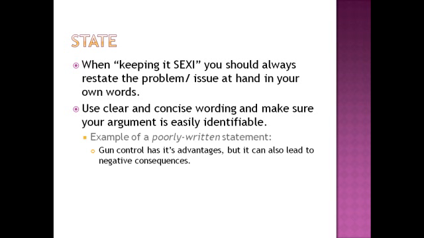Now, why is that a poorly written statement? Is it clear? Yeah, it's pretty clear. There are advantages, there are consequences, sure. Is it concise? Yeah, it's nice and short, gets to the point. Not really sure what that point is. Is the argument easy to identify? Not so much. The author of this statement starts out by saying that there are advantages to gun control, but then they follow it up with talking about the negative consequences. This author has clearly not taken a stand on the issue of gun control. Let's have a look at another example.